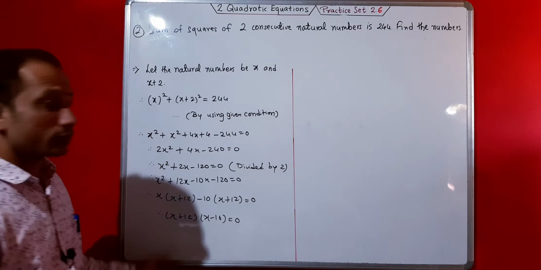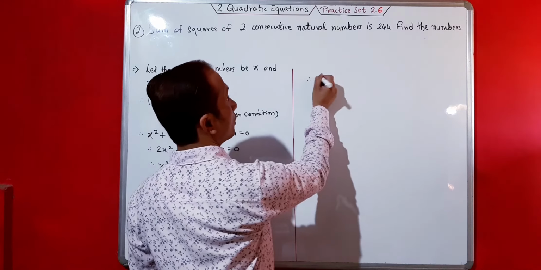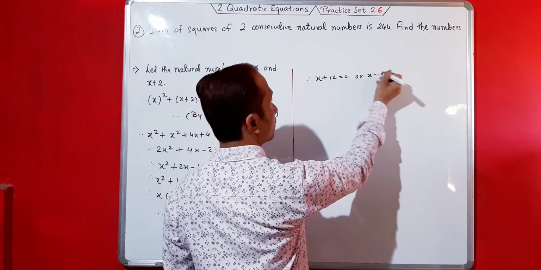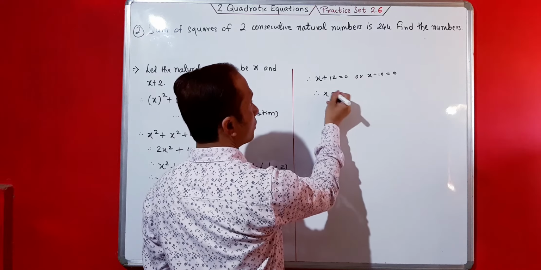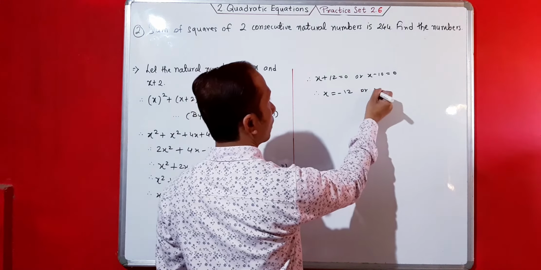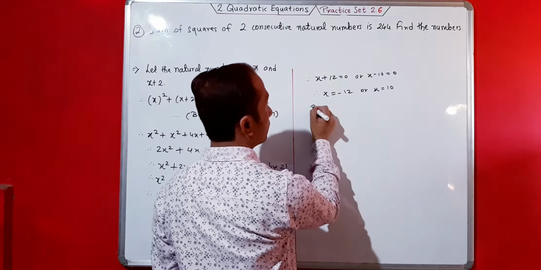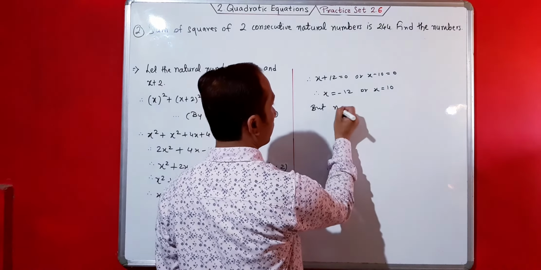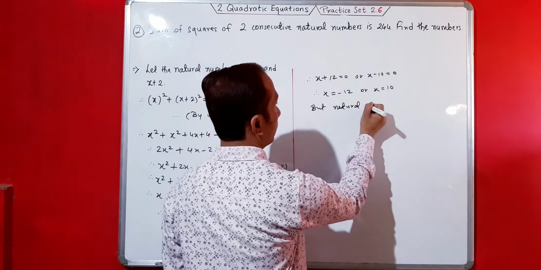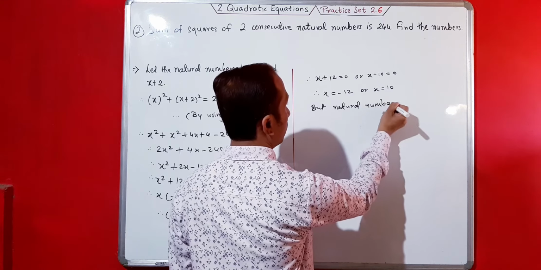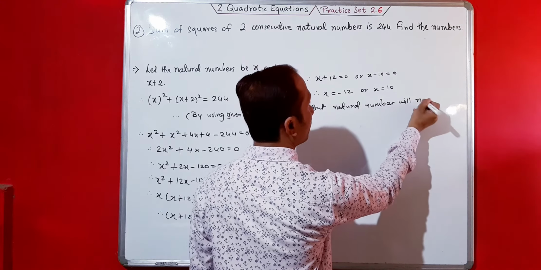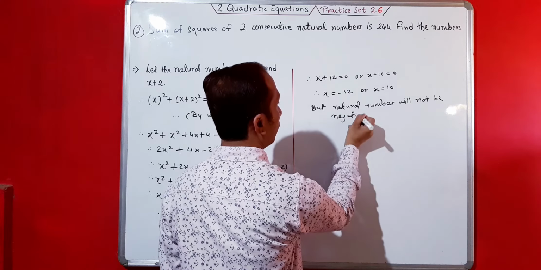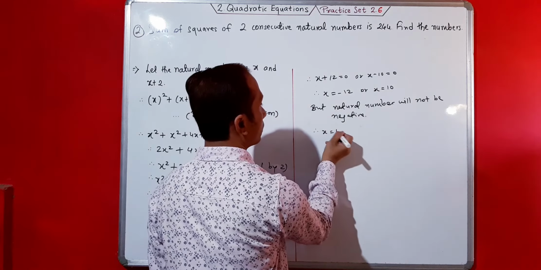So now you have to just write separate factors. x plus 12 is equal to 0 or x minus 10 is equal to 0. Therefore x is equal to minus 12 or x is equal to 10, but natural number will not be negative, okay. Therefore I'll write x is equal to 10.